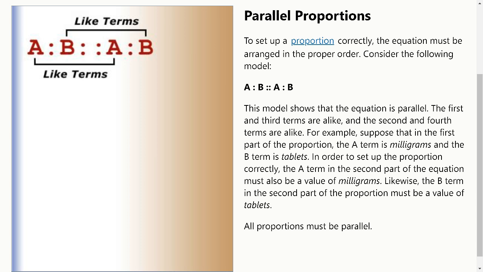For example, suppose that in the first part of the proportion, the A term is milligrams and the B term is tablets. In order to set up the proportion correctly, the A term in the second part of the equation must also be a value of milligrams. Likewise, the B term in the second part of the proportion must be a value of tablets. So all proportions must be parallel.